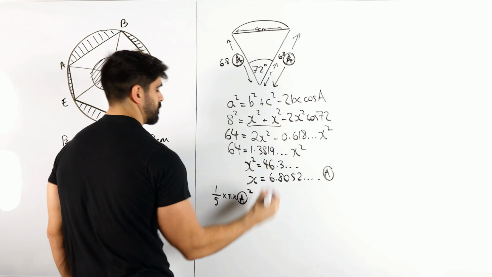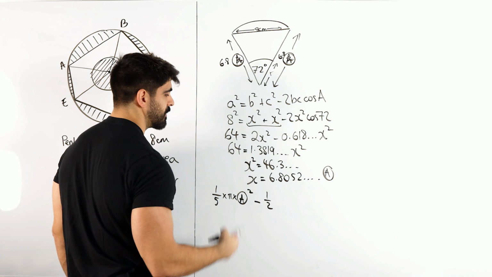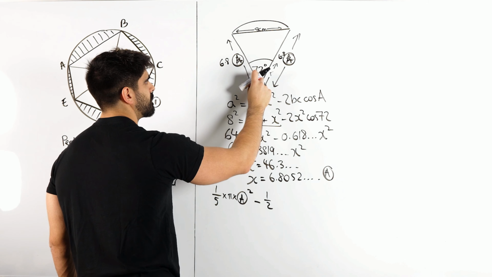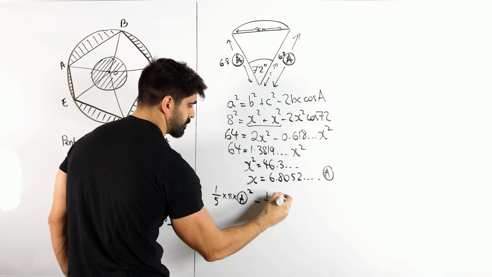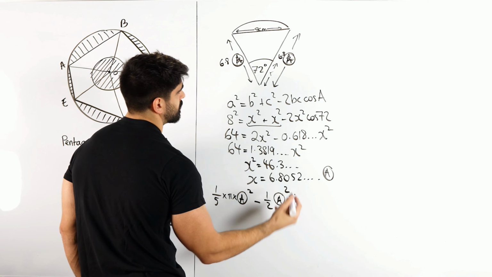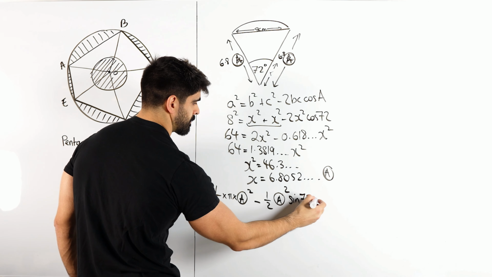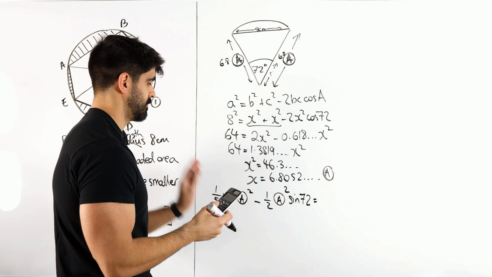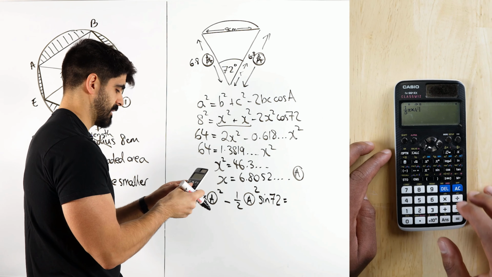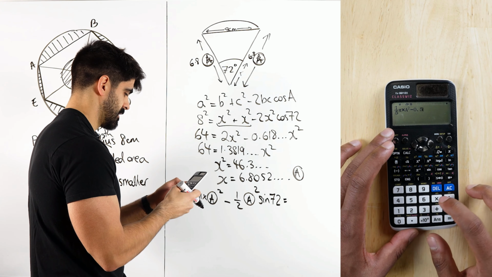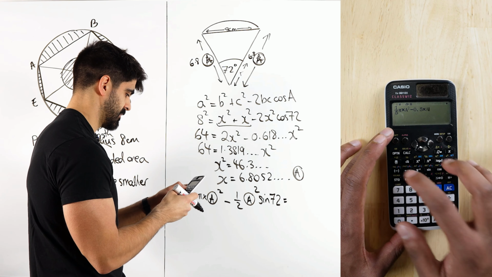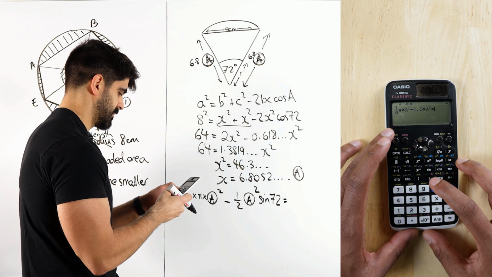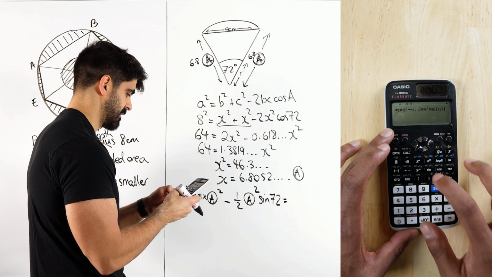Now I'm going to minus the triangle. The area of a triangle is a half AB sine C. When I multiply these together, I'm going to say A squared sine of the angle 72. So typing that in my calculator, I'm going to use alpha A to type that in really quickly. So we get 1/5 pi times A squared minus a half times A squared sine 72.